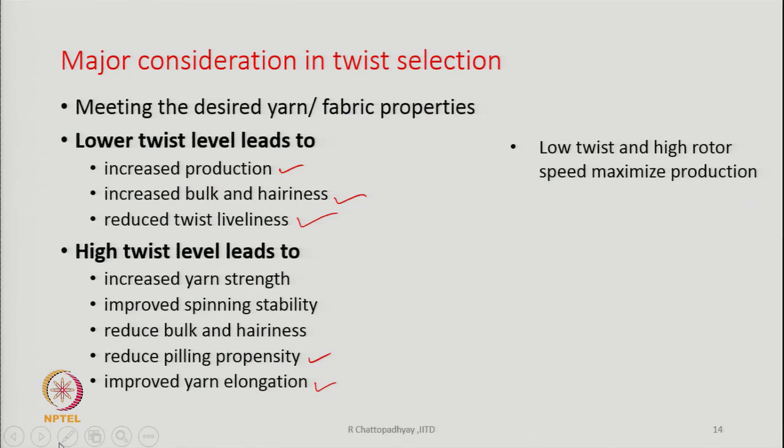Low twist and high rotor speed maximize the production, but we also have to keep in mind how low we should go. If we go for high twist, how high we should go. That will all depend upon the kind of product we want to make from that particular yarn.